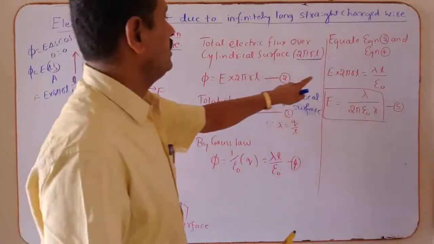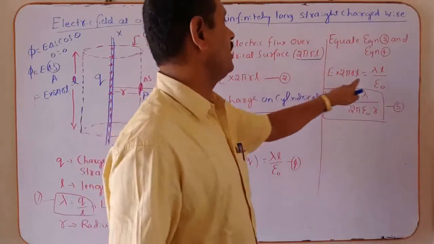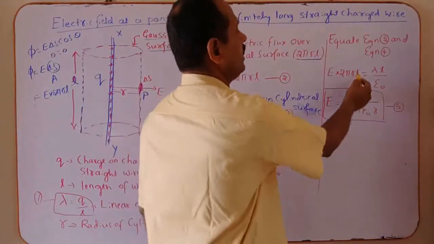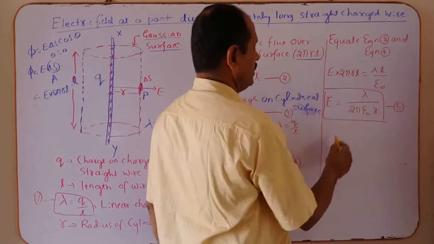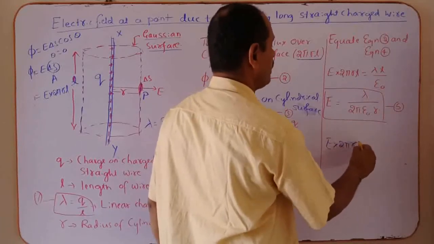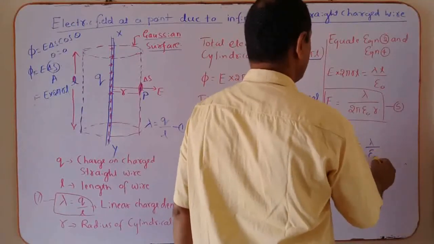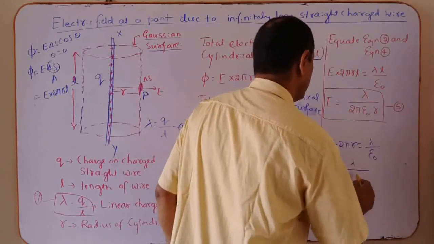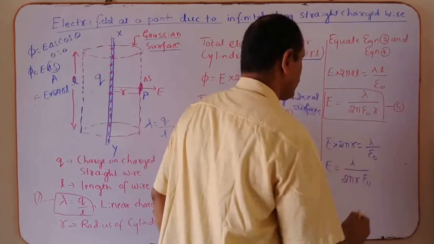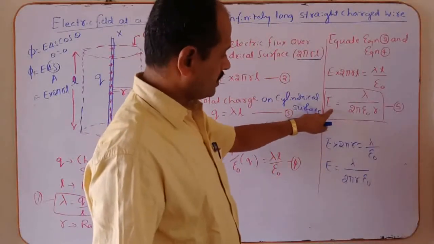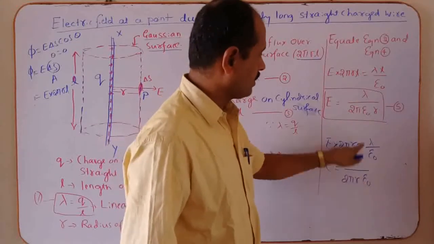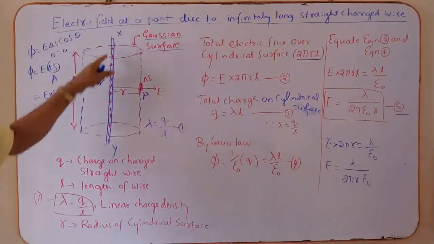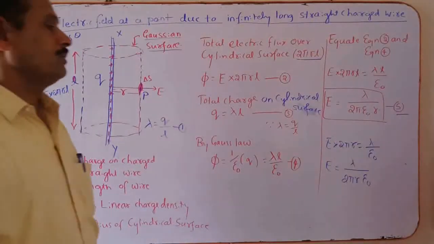Equate these two equations. E into 2 pi RL is equal to lambda L divided by epsilon naught. L gets cancelled here. Remaining, E into 2 pi R is equal to lambda divided by epsilon naught. Taking 2 pi to the other side, E is equal to lambda divided by 2 pi epsilon naught R. This is the expression for the electric field at a point due to the infinitely long charged wire.